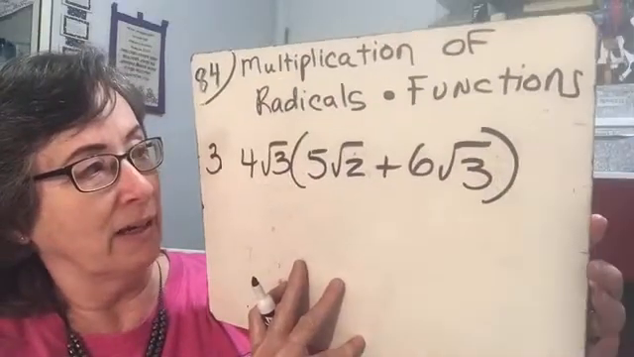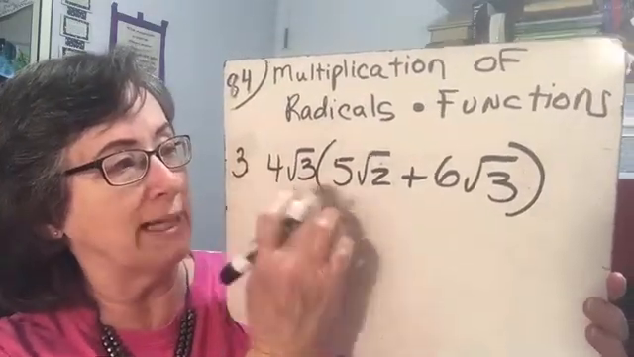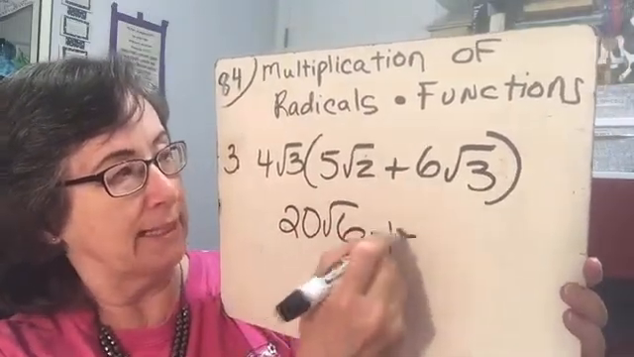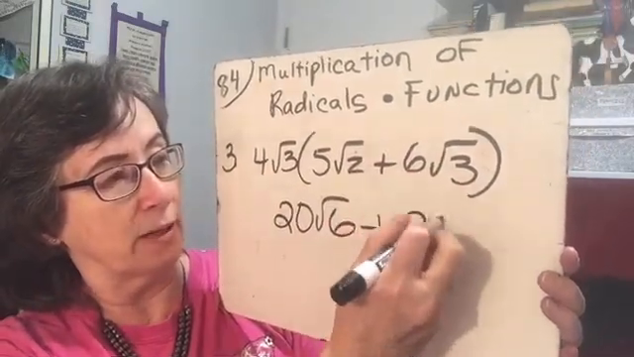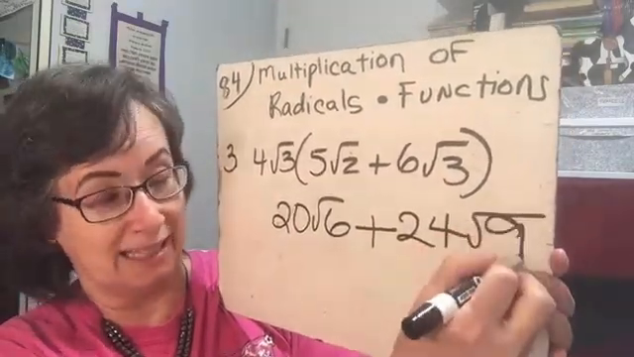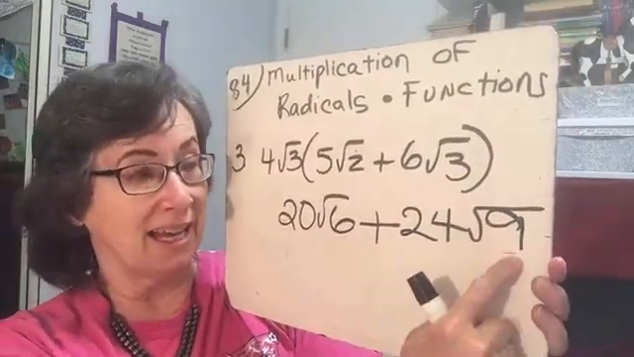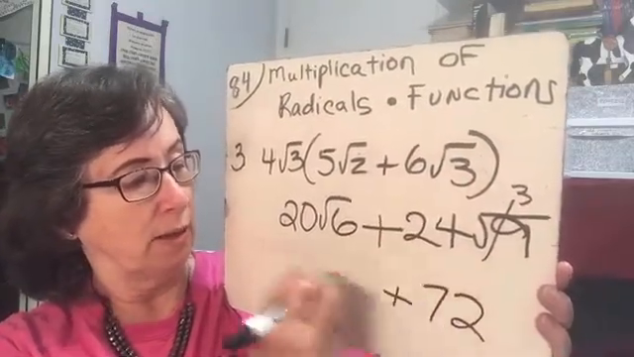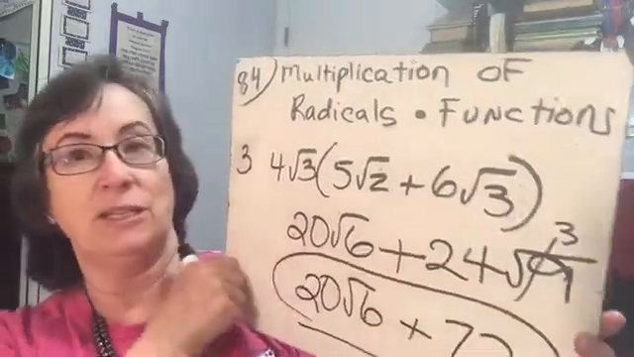Okay, so here we have 4 square root of 3 times 5 square root of 2, which is 20 square root of 6. Plus, now we're going to distribute over here. 4 times 6 is 24. Square root of 3 times square root of 3 is square root of 9. Now, this one we can't do anything about, but the square root of 9 is 3. 24 times 3 is 72. So we end up with 20 square root of 6 plus 72.